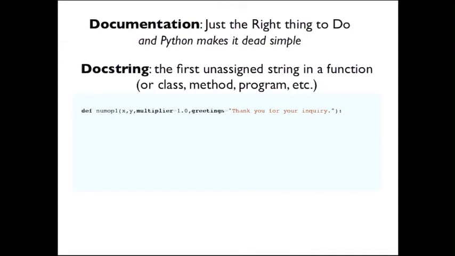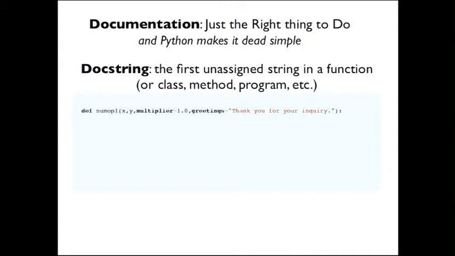Okay, we saw a bit about this when Fernando showed you the doc string, when in IPython Notebook you typed something and then you did question mark and you got to see the access to the documentation. Documentation is just the right thing to do, and it makes Python really simple to read, especially if it's somebody else's code, but sometimes it's hardest to read our own code from the past. And the nice thing about this is we make it really easy to document your code. And this is what's called a doc string. A doc string is the first unassigned string in a function or a class or a method or a program.